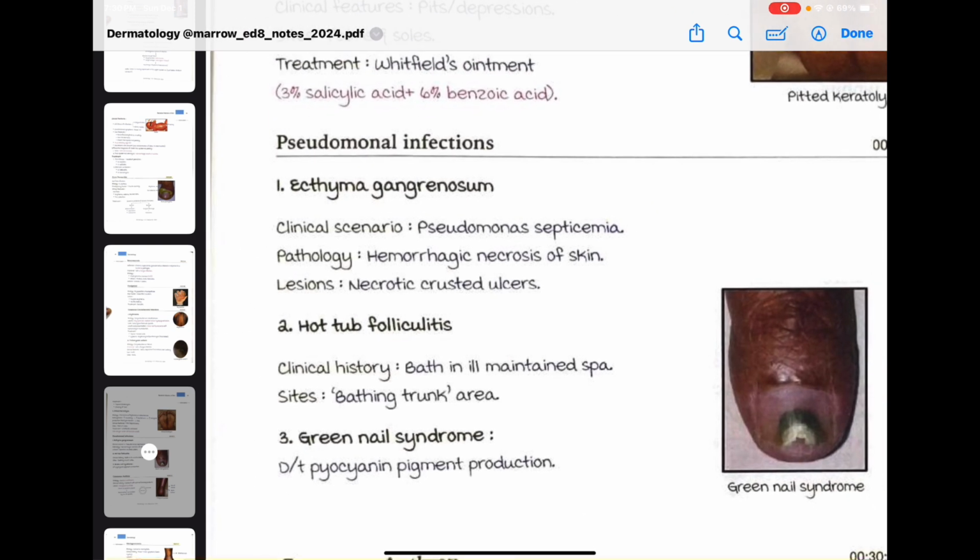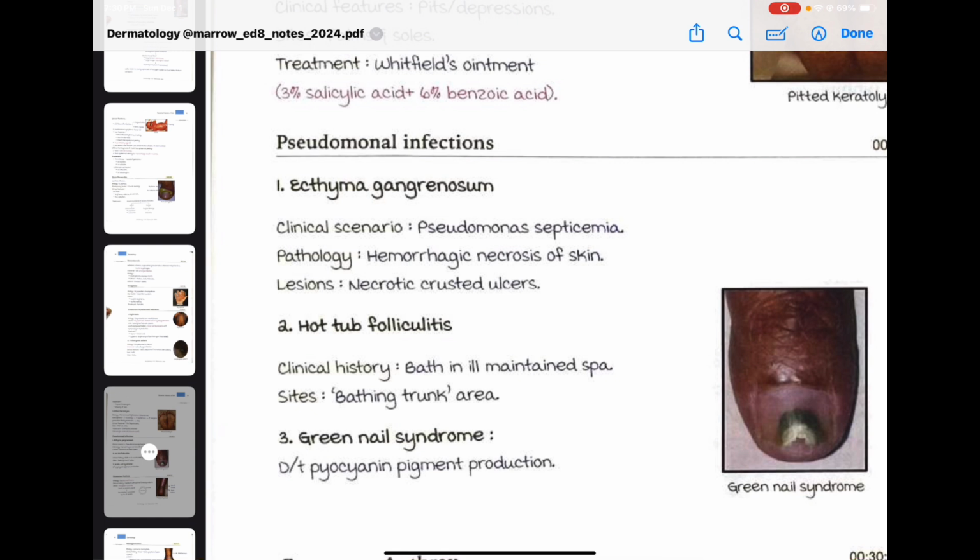Pseudomonal infections. Ecthyma gangrenosum. Clinical scenario: Pseudomonas septicemia. Pathology: hemorrhagic necrosis of skin. Lesions: necrotic crusted ulcers.